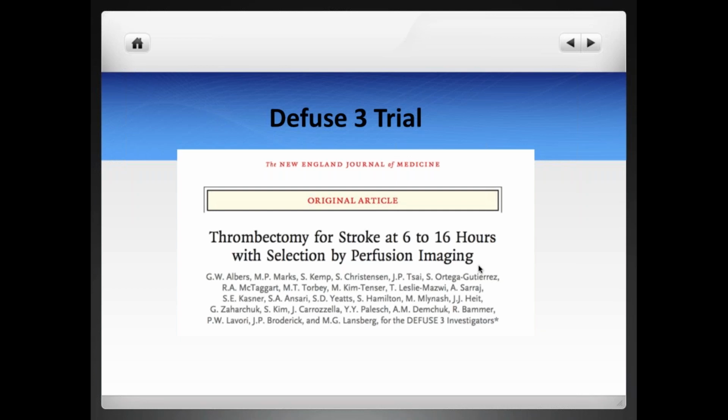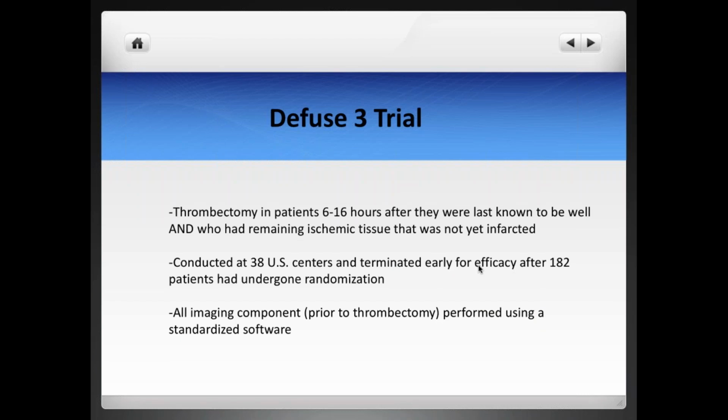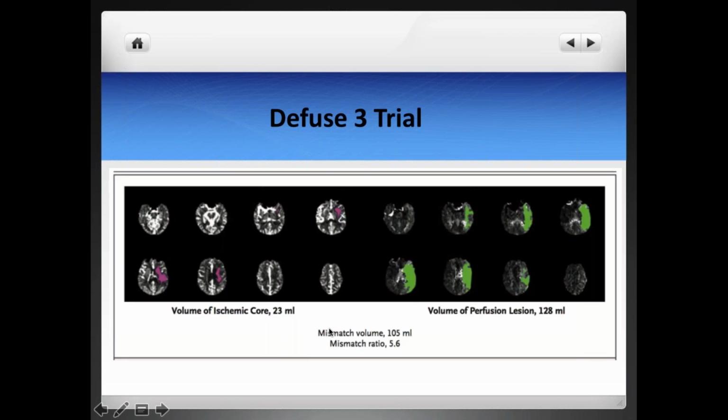But this software allows you to automatically quantitate the volume of the stroke tissue and the volume of the penumbra. And it was a randomized controlled trial as well, multi-center, which was terminated early because of efficacy, something which happened as well with the DAWN trial. And as I said, all the imaging component in this trial was done using standardized software.